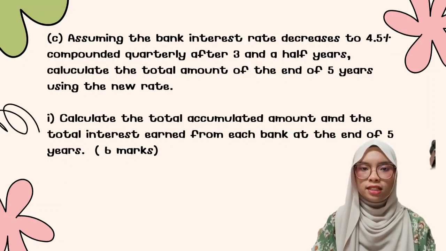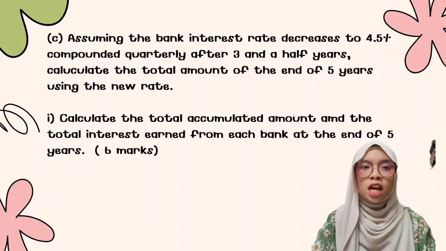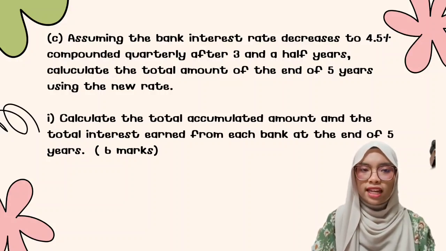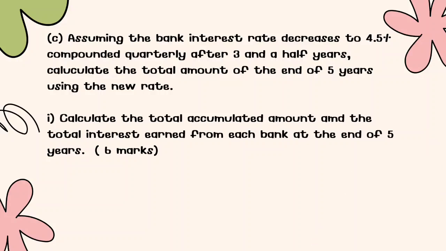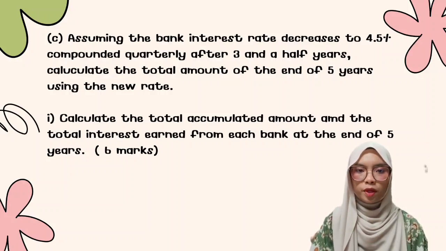Answer the following question C depending on the bank you selected in B. C. Assuming the bank's interest rate decreased to 4.5% compounded quarterly after 3.5 years, calculate the total amount at the end of 5 years using this new rate. C. Roman 1. Calculate the total interest earned over the entire 5 years period.